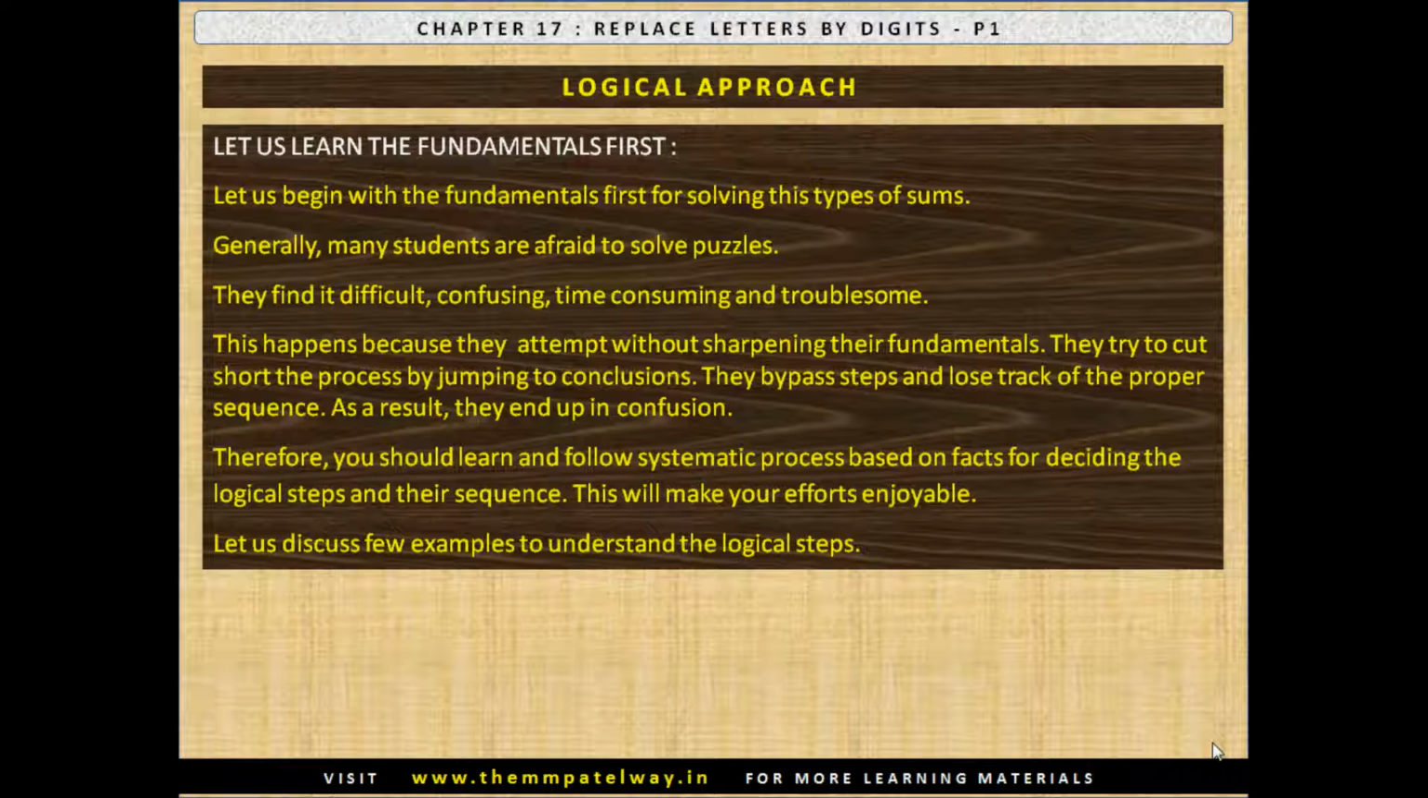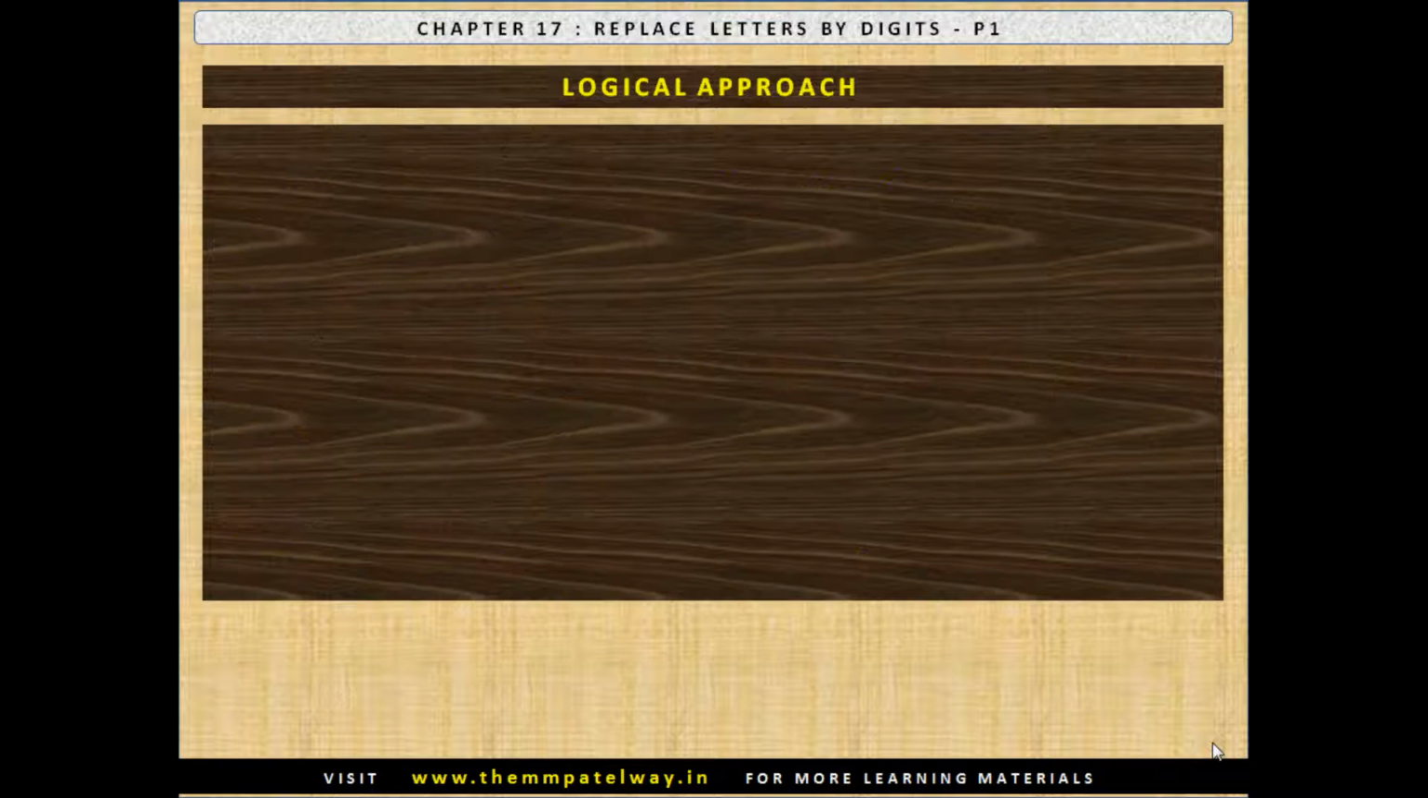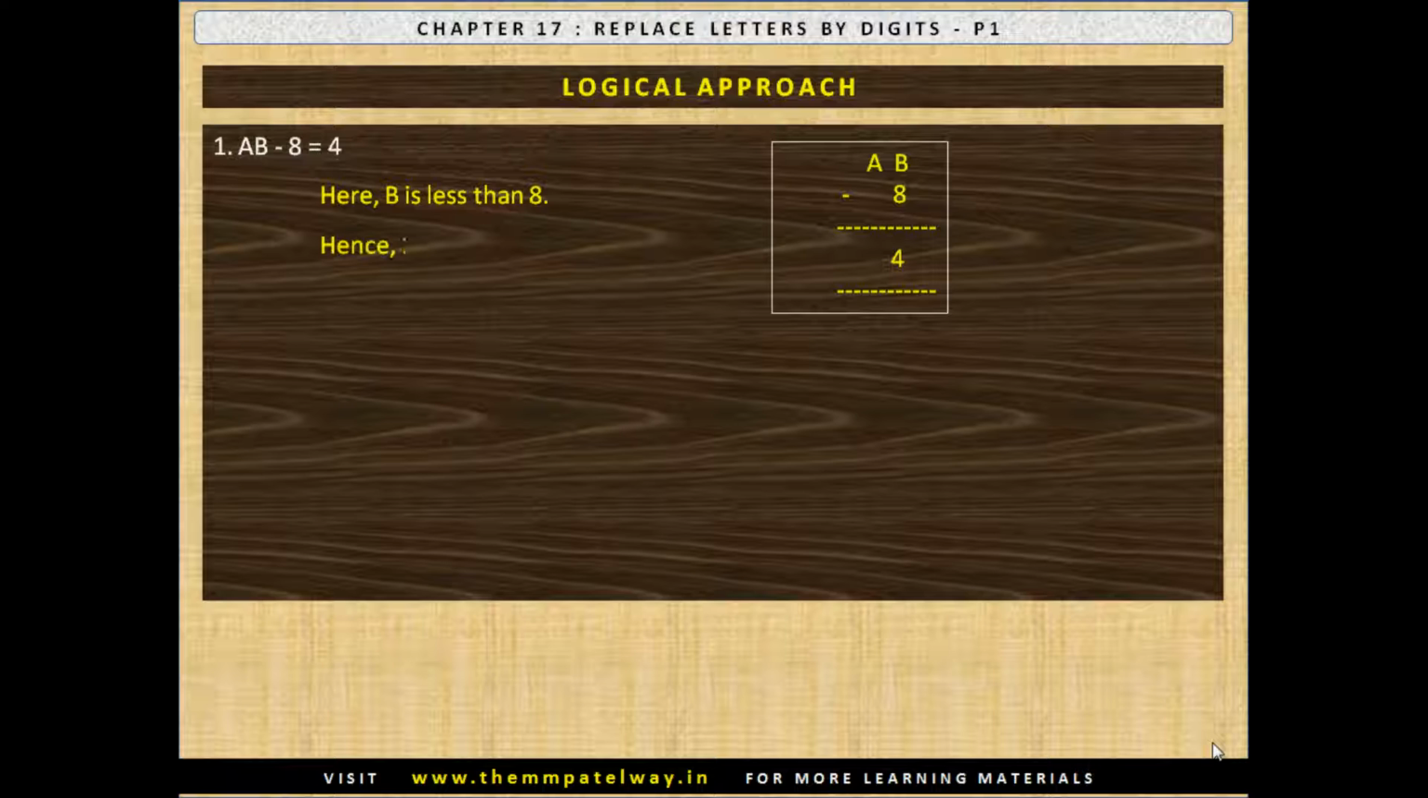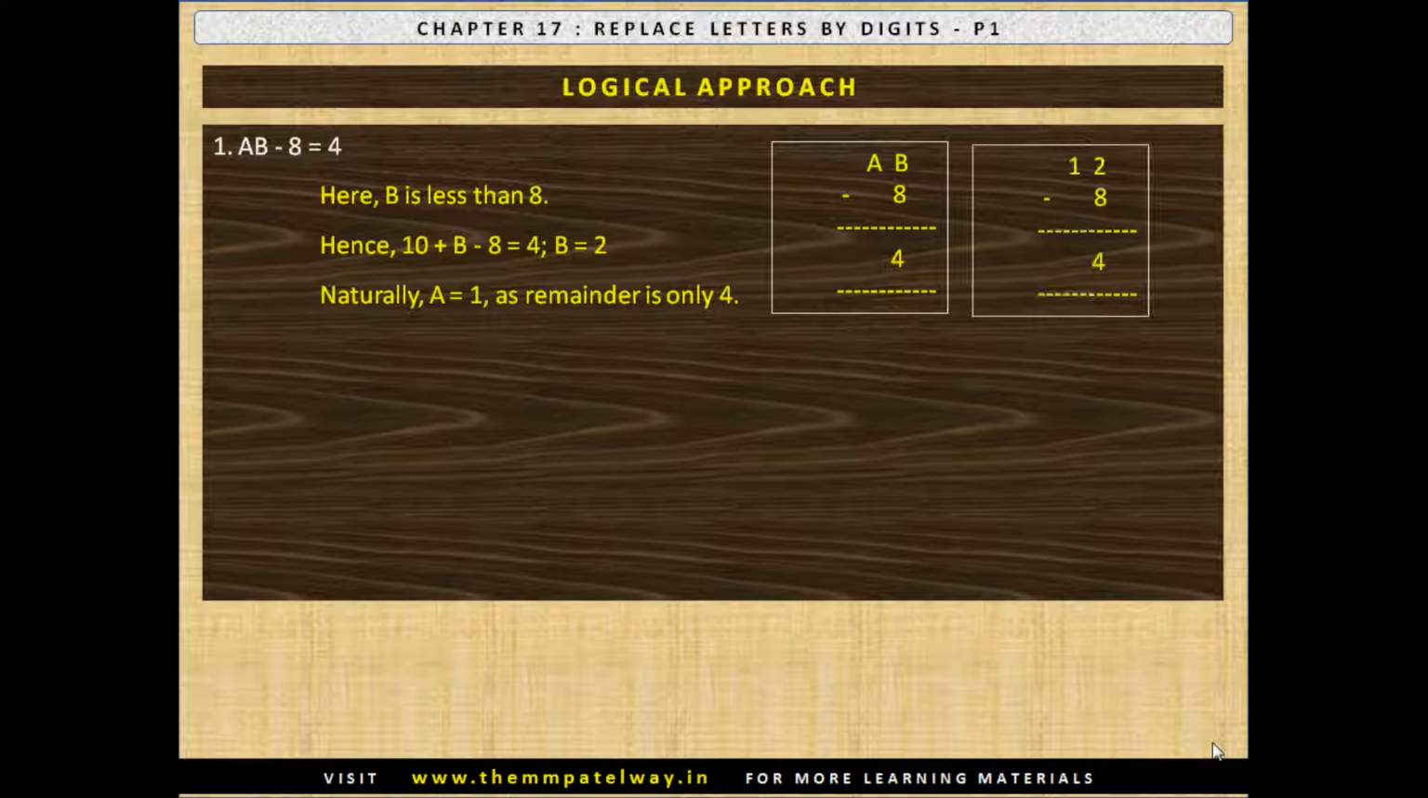Now let us discuss few examples to understand the logical steps. To sharpen our logical skill, we are going to discuss a few small problems. First one is AB minus 8 equals 4. Now here B is less than 8. Hence 10 plus B minus 8 should be equal to 4 and therefore we get B equals 2. Naturally, A will be equal to 1 as remainder is only 4. The final sum will be 12 minus 8 equals 4.